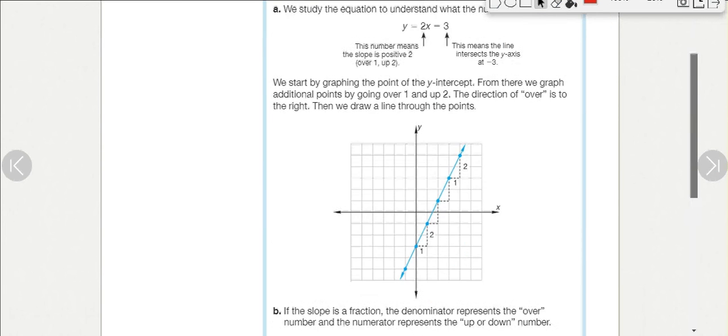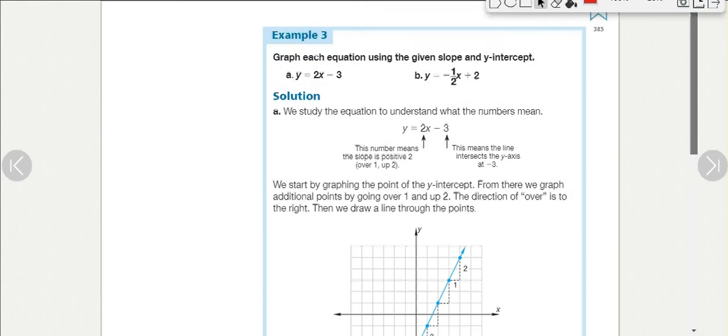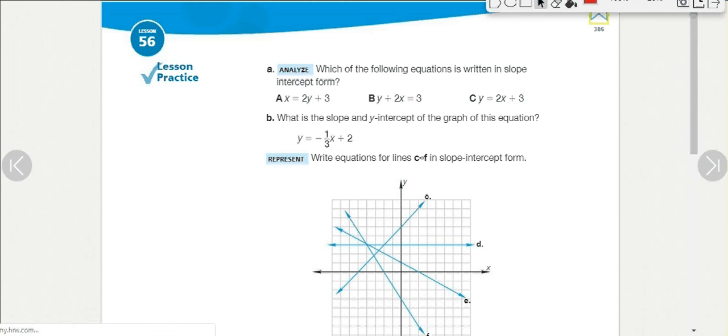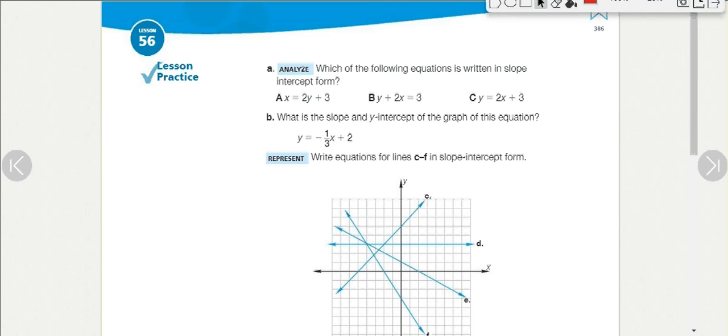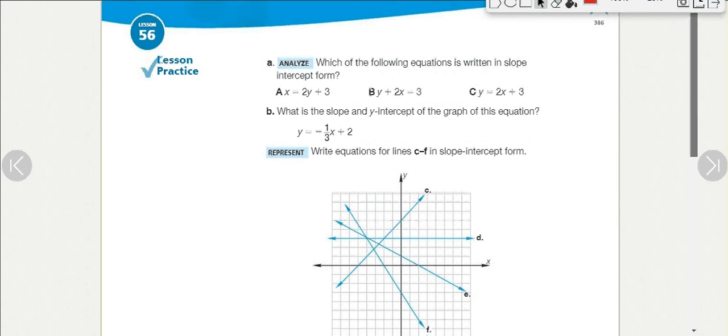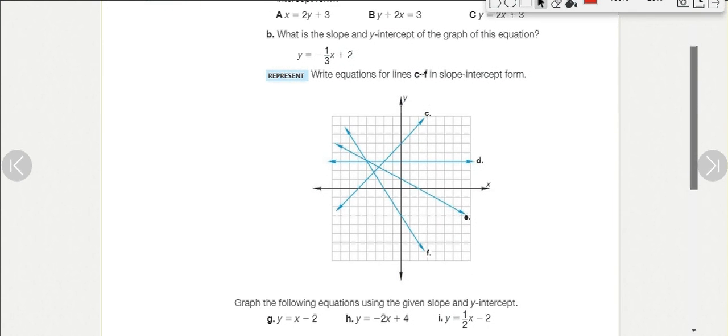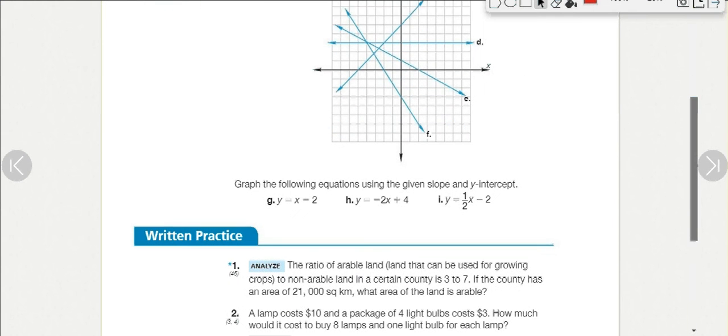So I think we've gone over how to graph these. You can look at example 3 some more if you're a little unsure of yourself. And this just takes practice getting used to it because we've learned different ways to do the same thing. Okay. Let's do B through I.